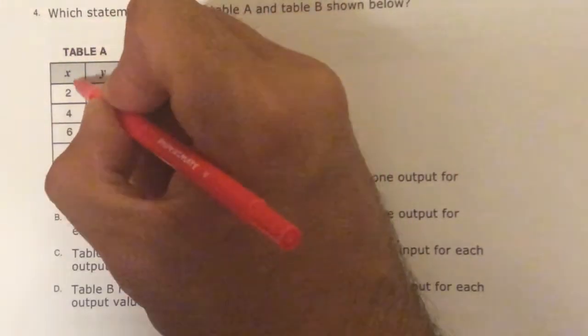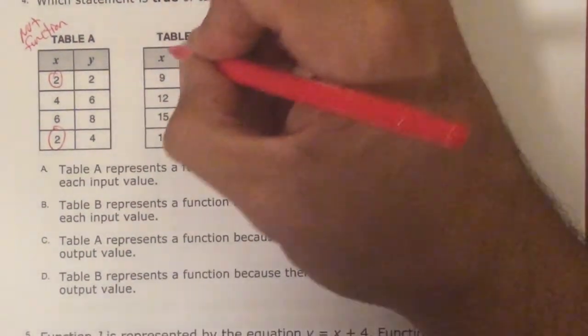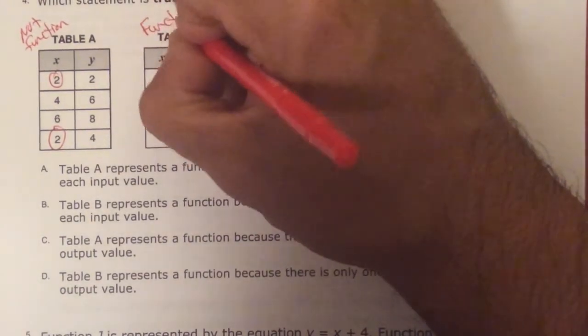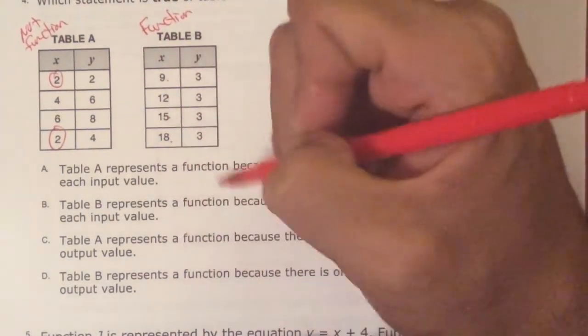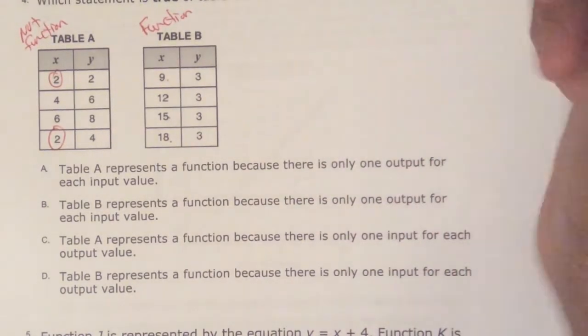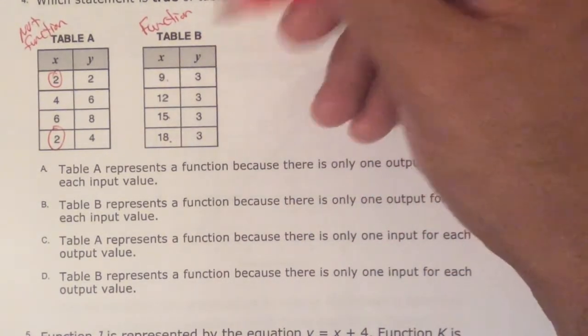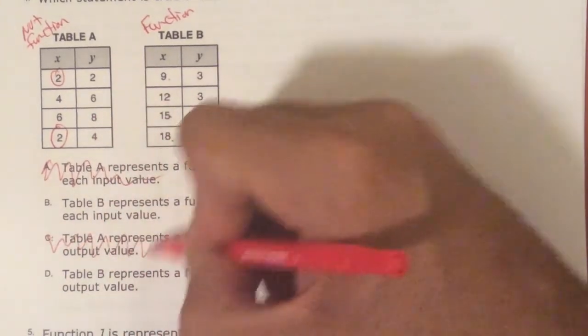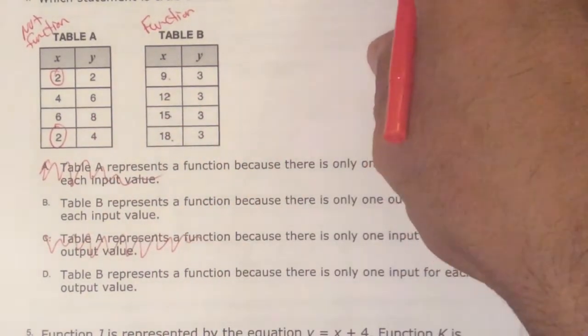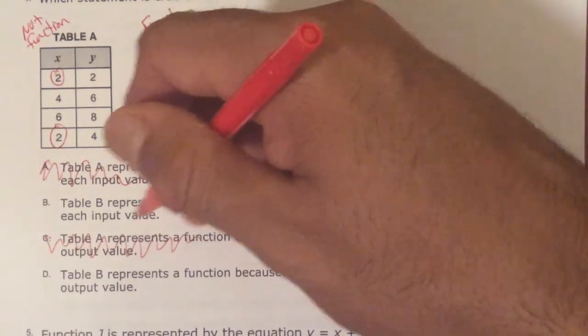So let's look. Table A is not a function because the x's repeat right there at the 2. B is a function because all of the x's are different. Okay, so we're looking for the one that says table B is a function. So A is out of the question because it says table A is a function, and that's a lie. C is out of the question because it says that table A is a function, so it has to be between B and D.